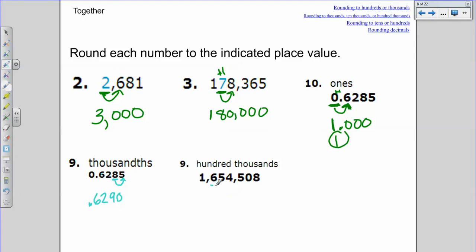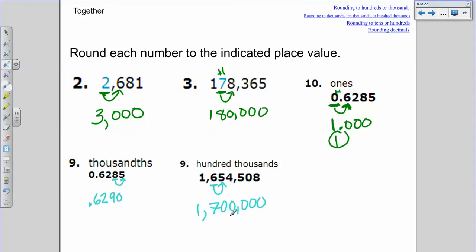Now I'm going to do to the nearest 100,000. So I'm going to have to underline my 6 because that's the 100,000 spot. Look at the number to the right, which is my 5. My 5 is going to bump my 6 up by 1. So I'm going to write my 7. Rewrite everything to the left. Everything else becomes zeros.